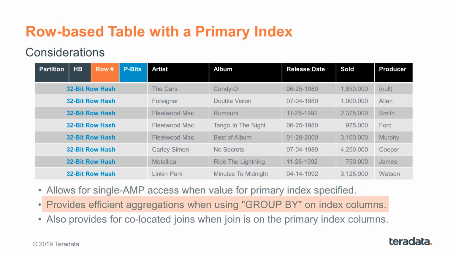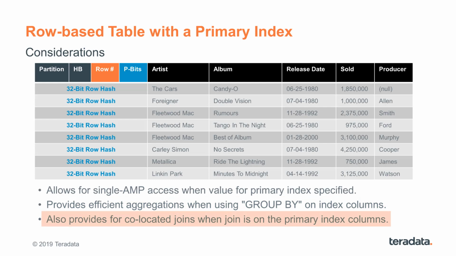For an aggregation, the data must be redistributed by the GROUP BY columns to perform the operation. However, if all the PI columns are included in the GROUP BY, then a costly redistribution is not necessary and the GROUP BY operation can be performed locally on the AMP.